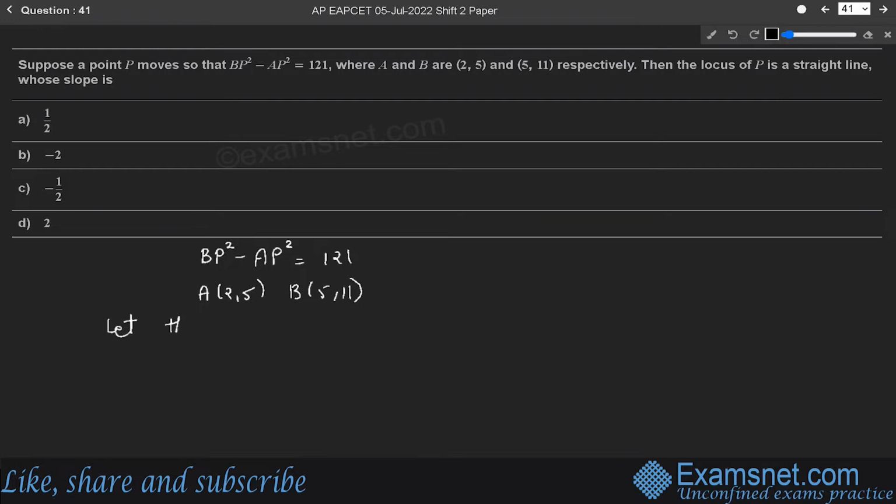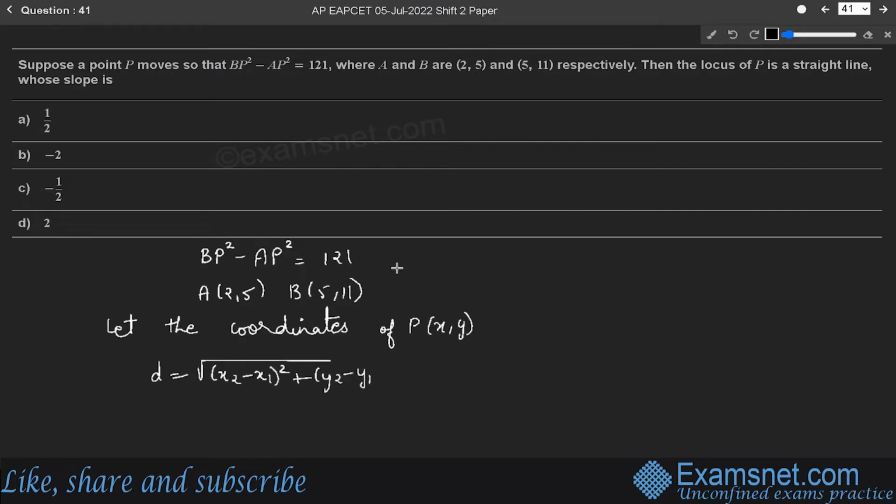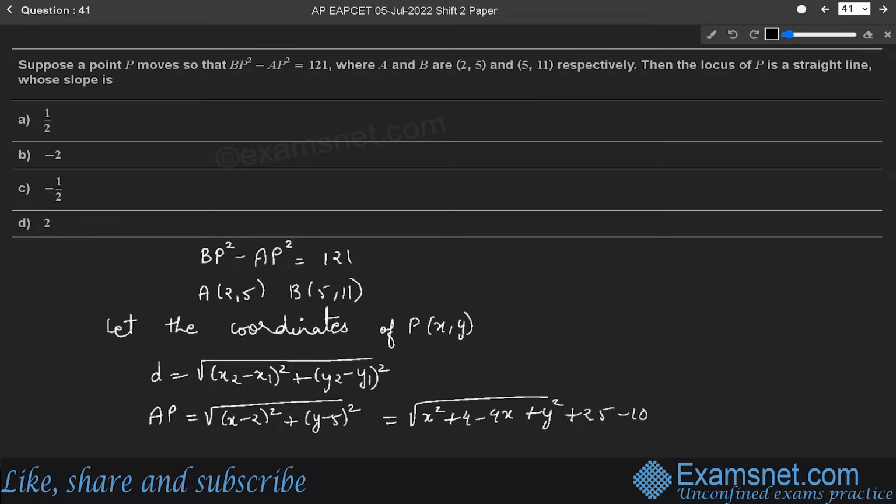Let the coordinates of P be x, y. By using the distance formula, D is equal to under root of (x2 minus x1) whole square plus (y2 minus y1) whole square. AP will be equal to under root of (x minus 2) whole square plus (y minus 5) whole square, which is equal to under root of x square plus 4 minus 4x plus y square plus 25 minus 10y.